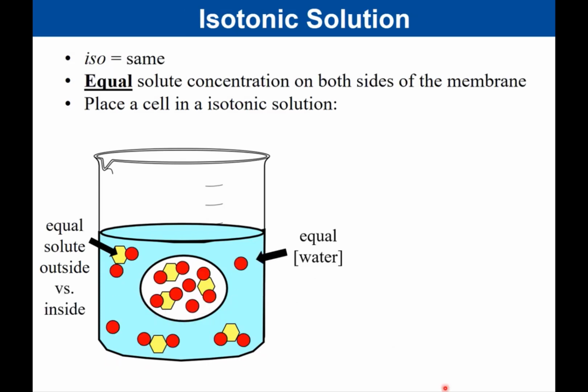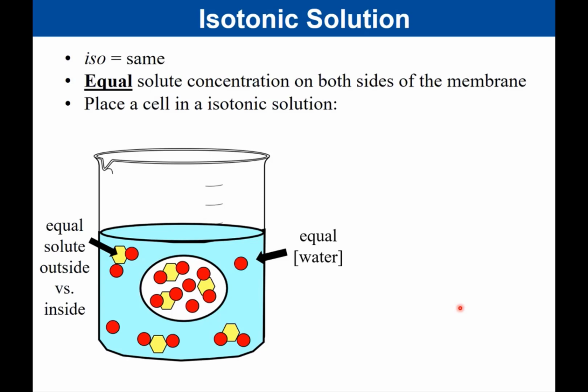And the last scenario is if you put a cell in an isotonic solution. Iso refers to same. And this is where you have an equal solute concentration on both sides of the membrane. So notice 1, 2, 3, 1, 2, 3. Solute concentration is the same, which means that the water concentration is also the same. Notice 1, 2 free water molecules, 1, 2. And so what that means is you have an equal concentration of water on either side of the membrane. And so think about that for a minute. Does that mean that the water won't move?